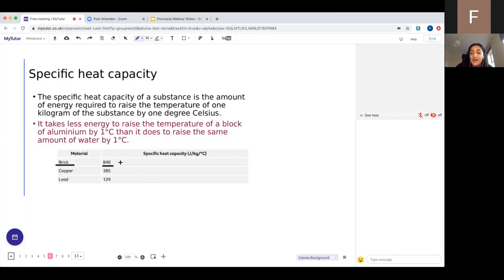Brick has the highest specific heat capacity. Brick is really hard to warm up. Okay. Then it gets lower and lower as we go through the table. So copper has a lower specific heat capacity, meaning that it's easier to warm up. Same with lead, that's even lower, so it's even easier to warm up by the same amount. Okay, so that is really what specific heat capacity is.